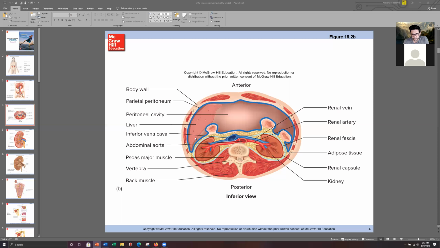Okay, so this is just to highlight the position of the kidneys relative to the rest of the organs of the abdominal cavity. So they don't actually belong in the abdominal cavity. They're what we call retroperitoneal.